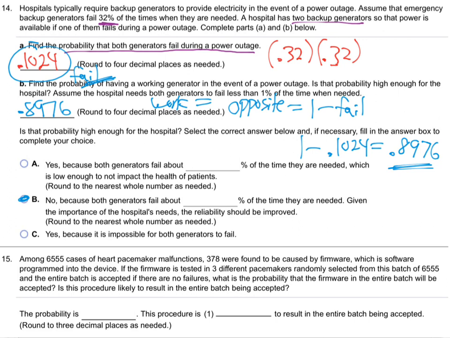No, it's not high enough because both generators fail about... so basically, I'm going to take this fail answer, right? This is the fail answer. And change it to percentage. You see how they have a percent? That's how you know you're supposed to go to percent. They put a percent symbol there. So I'm going to say no, because both generators together fail. And how do you turn that decimal into percent? 2 places to the right. So that'll be 10.24% of the time. Oh, it says whole number. I didn't read that. So what would be the nearest whole number? Just 10%. So they fail about 10% of the time. That's not good. It's supposed to be less than 1%. So that's not good. We good there?